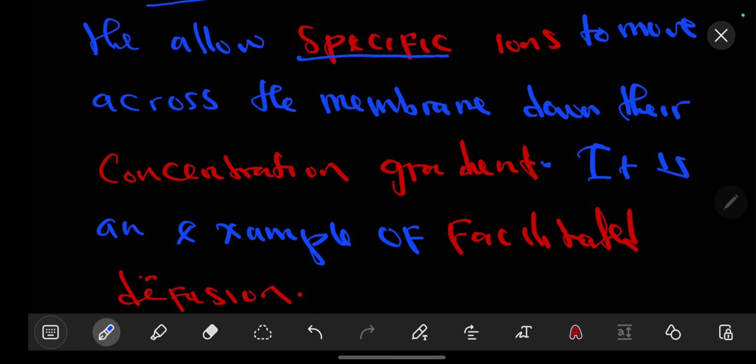So that is how the ligand-gated channel operates.